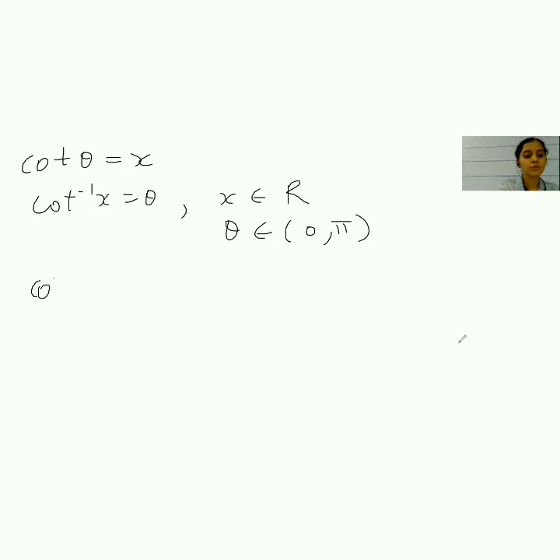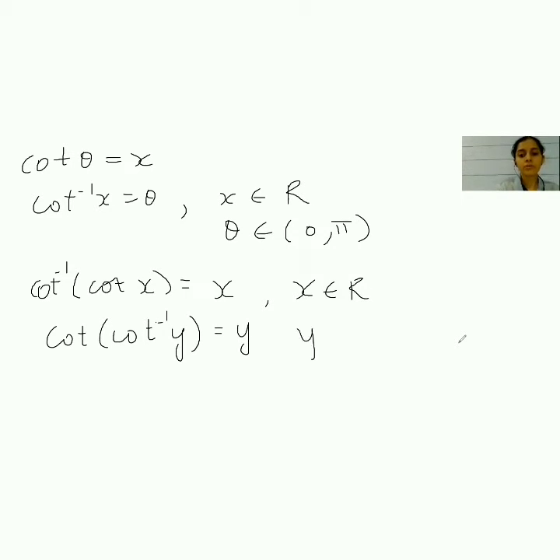Then we'll have the properties as cot inverse of cot x is equal to x, where x belongs to R, and cot of cot inverse y is equal to y, where y belongs to (0, pi). Okay, now we'll move on to properties of inverse trigonometric functions. So properties of inverse functions.